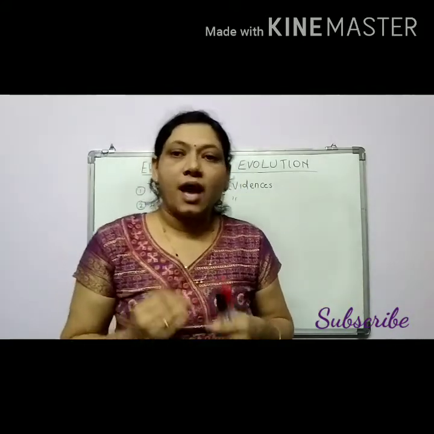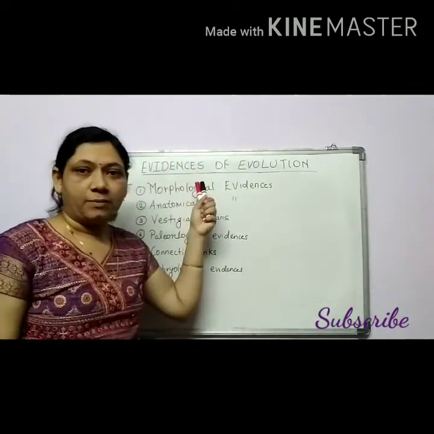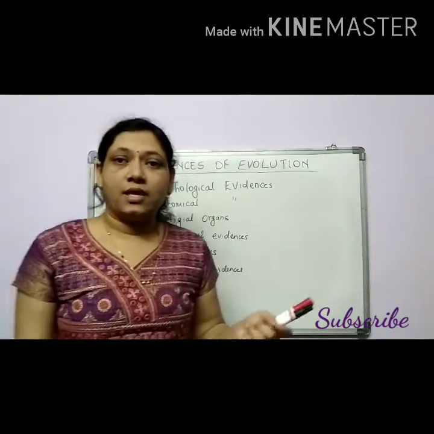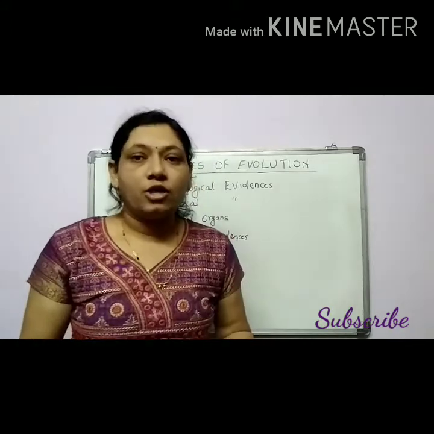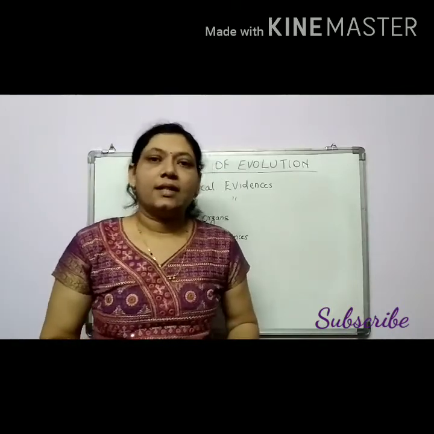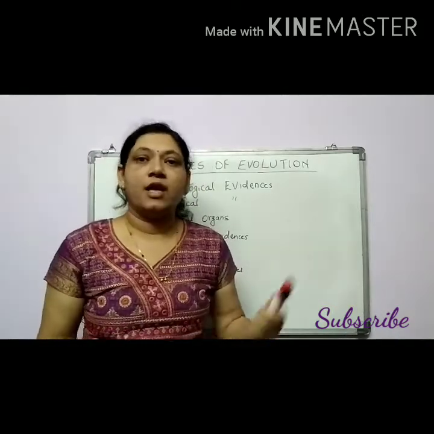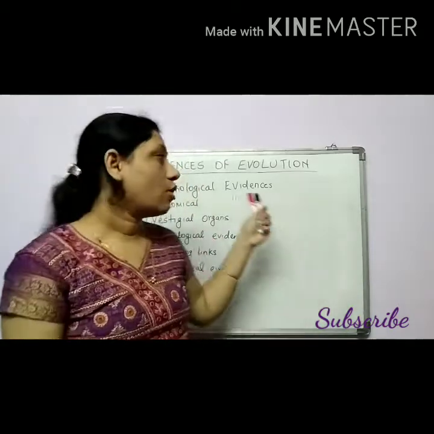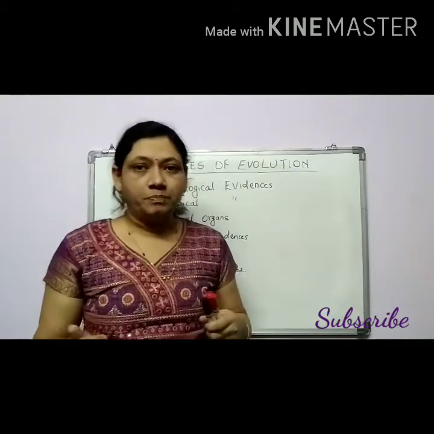Okay, but how can we say that we are from one unicellular organism? How can we prove that? The proof is known as evidence, and there are many proofs. Many scientists, geologists and biologists have researched this, and they came to the conclusion that they got the evidences, the proof of evolution. The proof is also divided into many types for the convenience of the research.